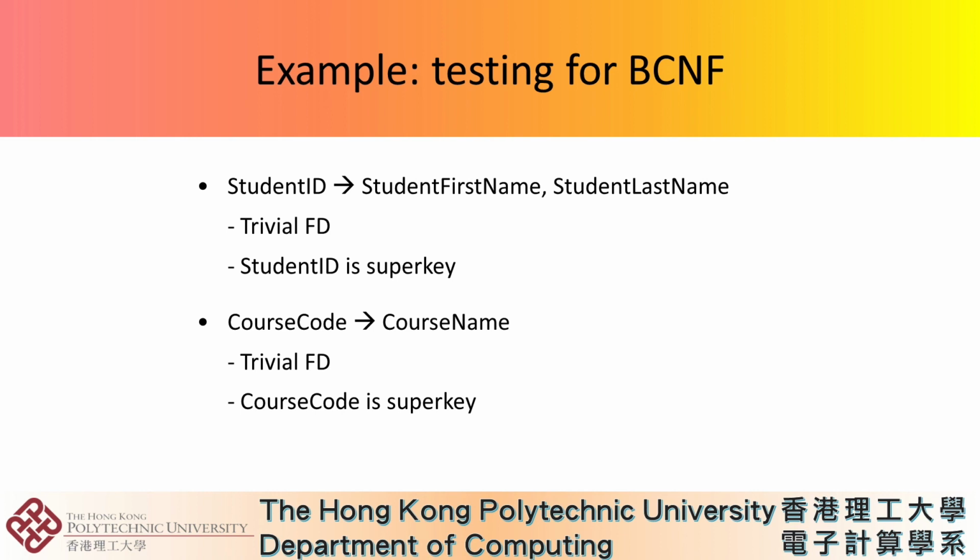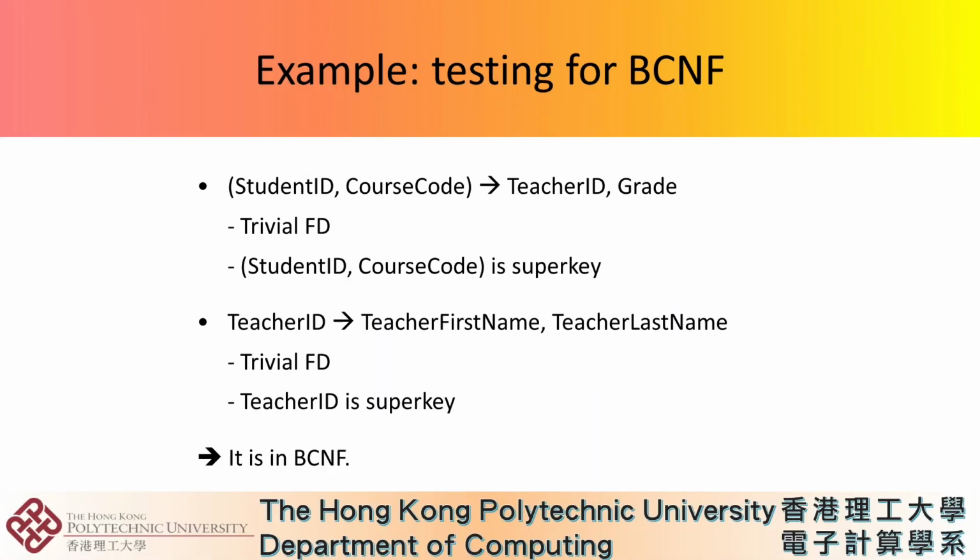For the functional dependency student ID functionally determines student first name and student last name, this is a non-trivial functional dependency because the attributes student first name and student last name are not a subset of student ID, and student ID is a superkey. For the functional dependency course code functionally determines course name, this is a non-trivial functional dependency because the attribute course name is not a subset of course code, and course code is a superkey.